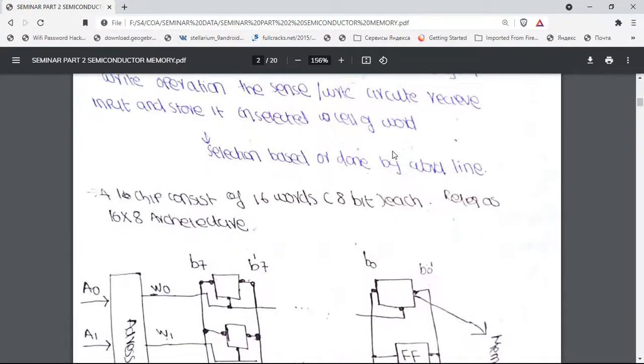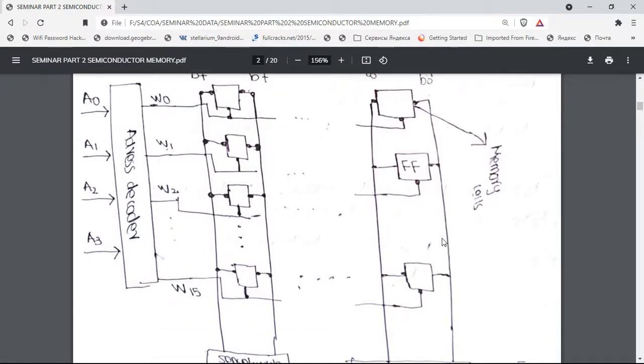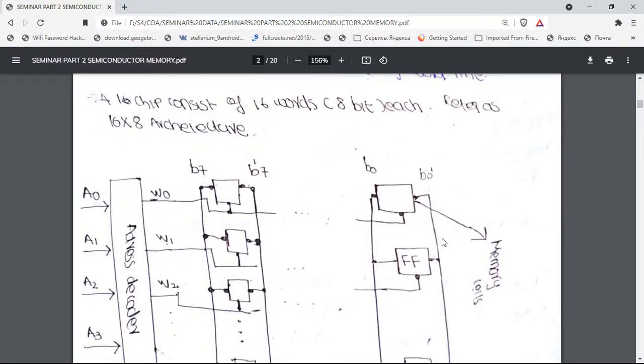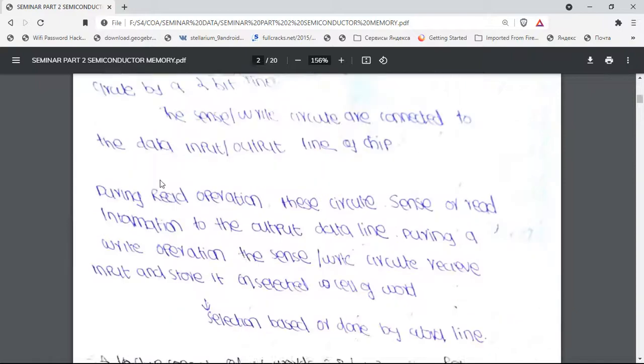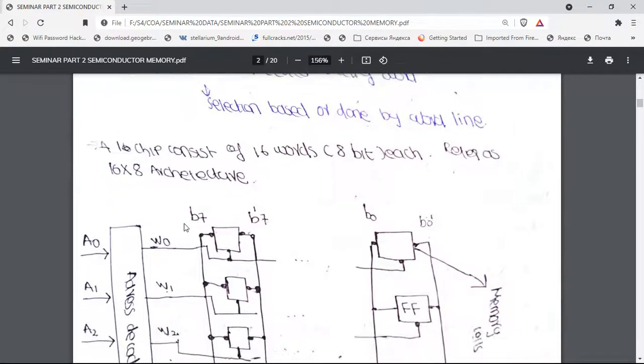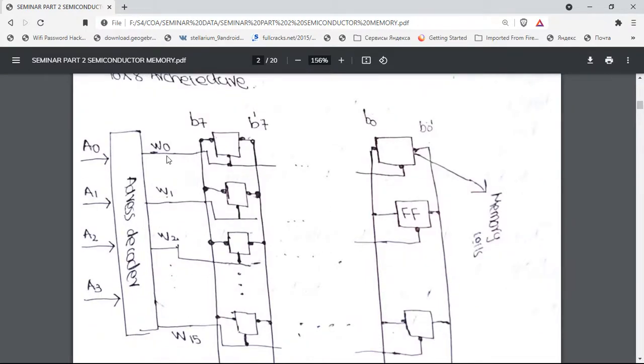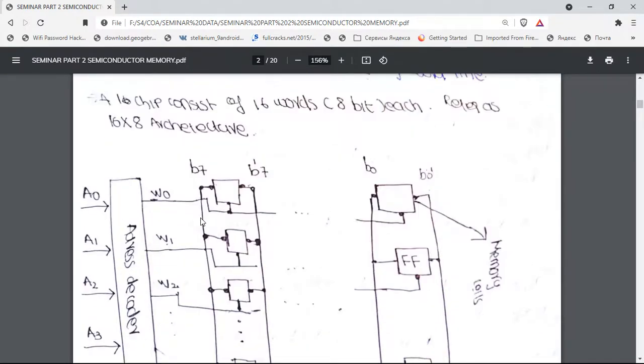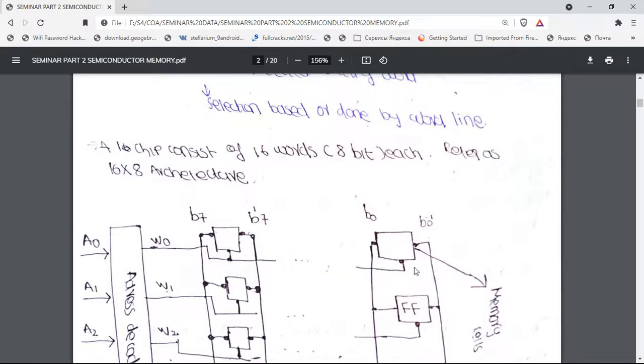As we discussed, this is a circuit that we are going to explain. This chip contains 16 words. We can see word 0 to word 15, there are 16 words, and each word contains 8 bits. So this is a 16 into 8 architecture.